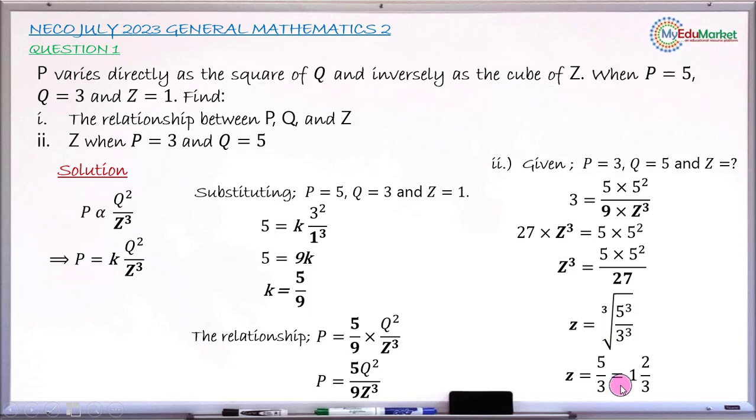And this one changed to a mixed fraction gives you one whole number 2 over 3. This is the answer to this Roman 2. That is, this is the value of Z when P is 3 and Q is 5.